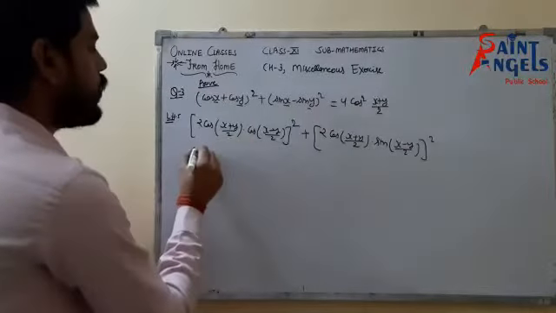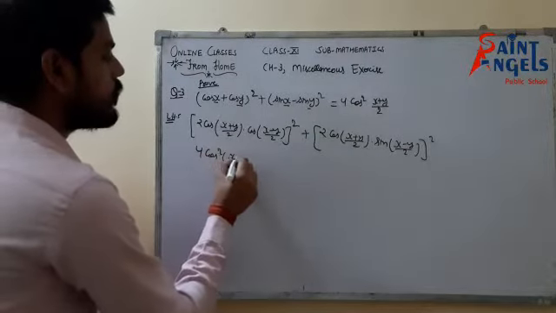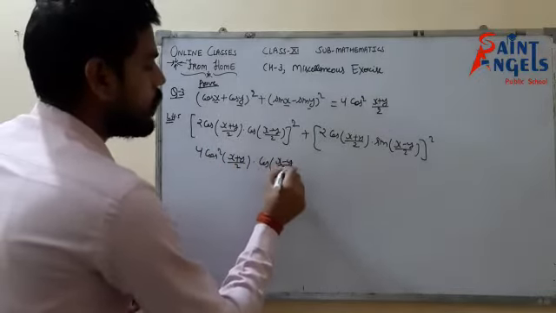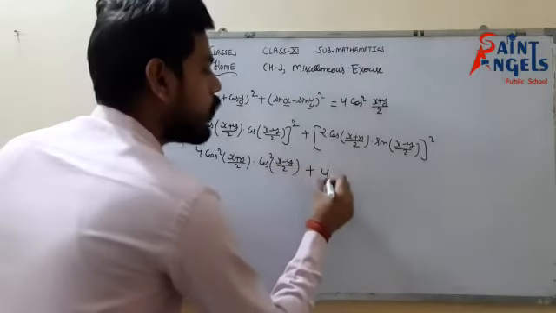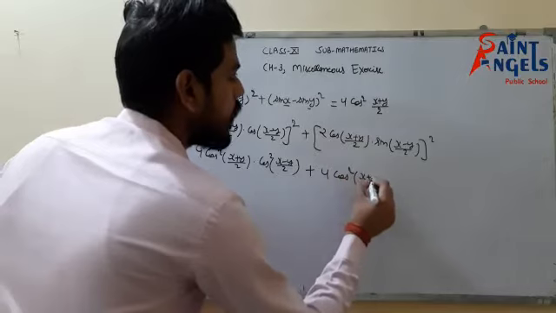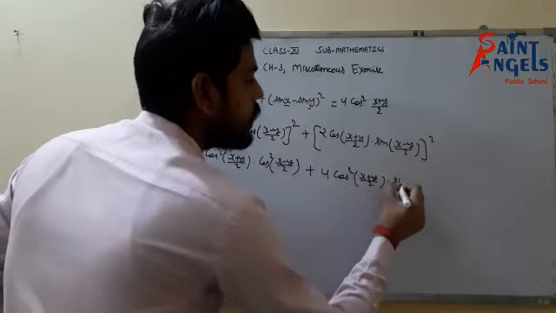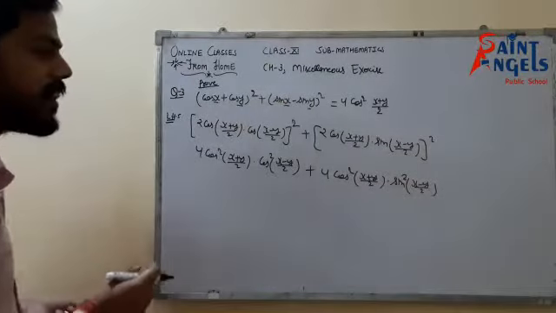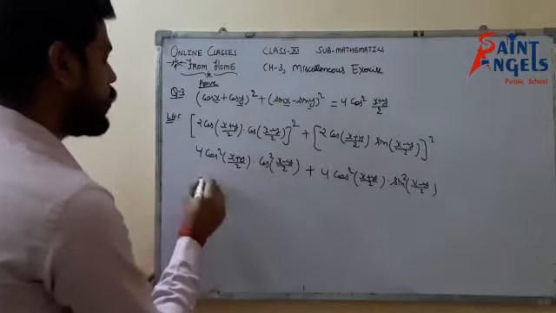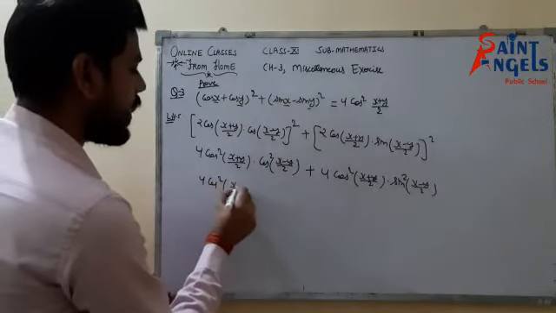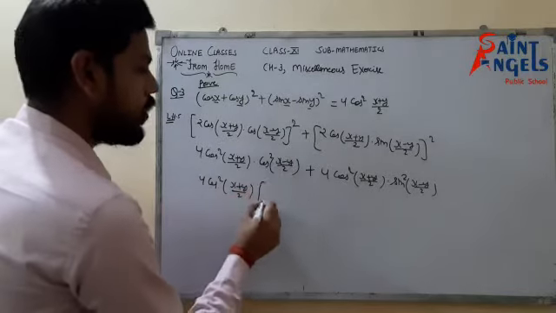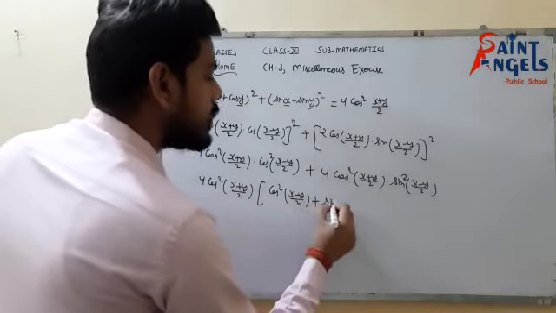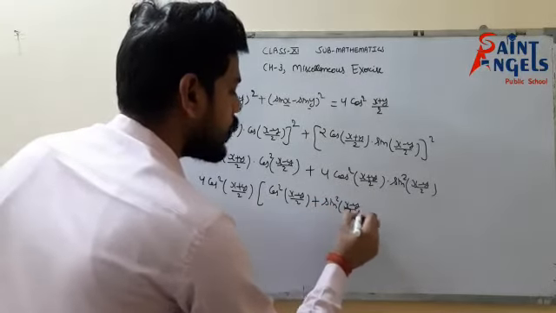So now that would be 4 cos square (x plus y) upon 2 into cos square (x minus y) upon 2, plus 4 cos square (x plus y) upon 2 into sin square (x minus y) upon 2. So students, from here we can see that cos square (x plus y) upon 2 is common. So I am taking 4 cos square (x plus y) upon 2 as common. We will be left with cos square (x minus y) upon 2 plus sin square (x minus y) upon 2.